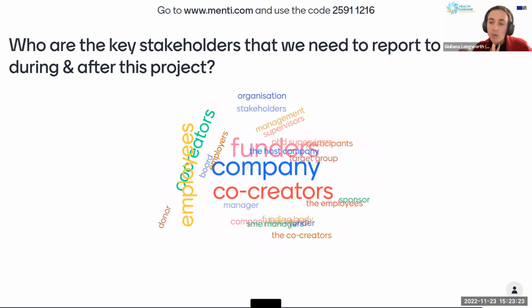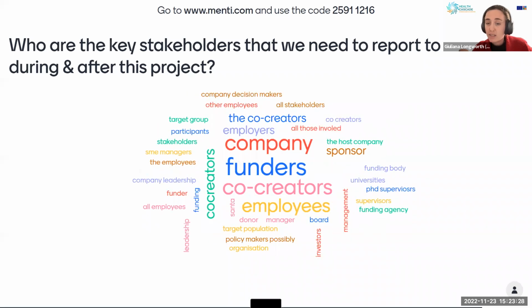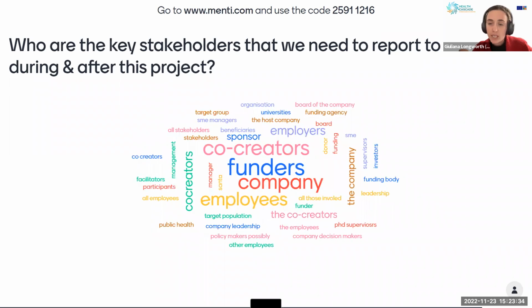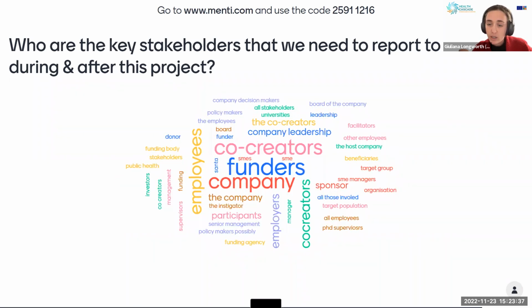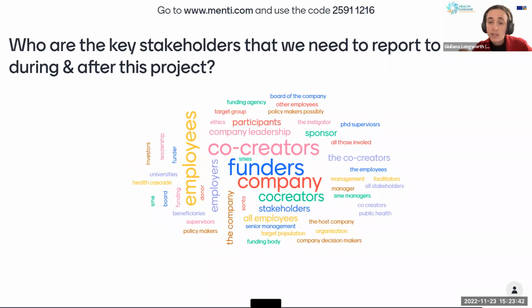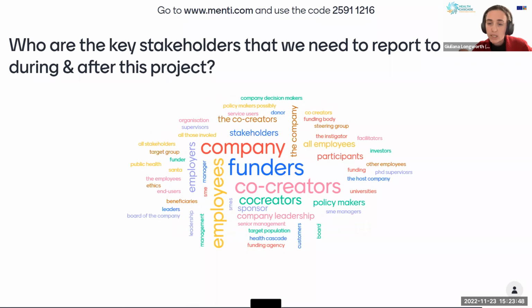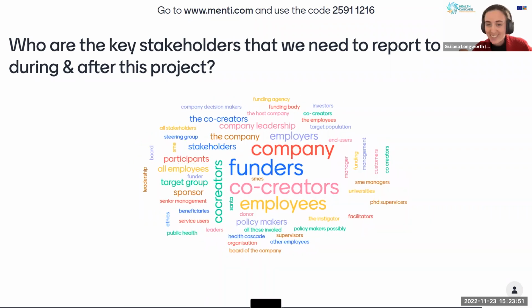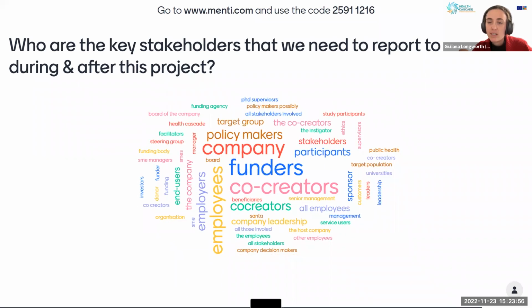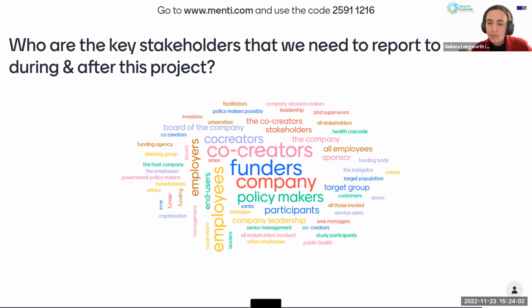Funders is coming up a lot, of course. In this case, the company makes sense. The co-creators, very important. We're going to highlight that. Sponsors, meaning I imagine the funders. Company leadership, having them involved is crucial too, right? Policymakers, board, participants of the process, so co-creators rather than participants, co-creators, funders, and the company. Yes, a few of them are coming up more than others.